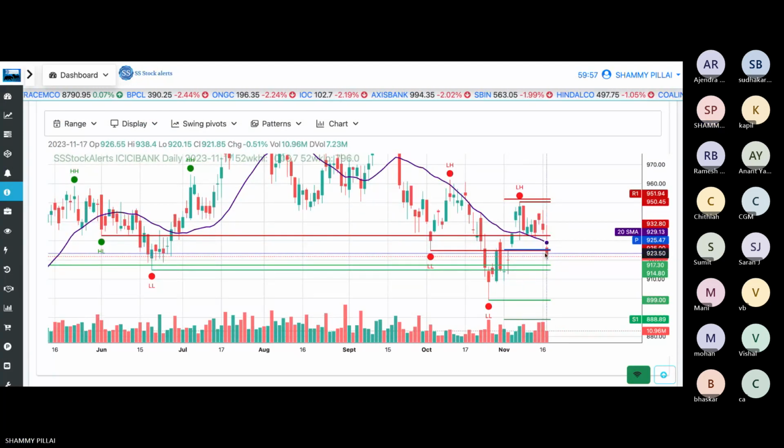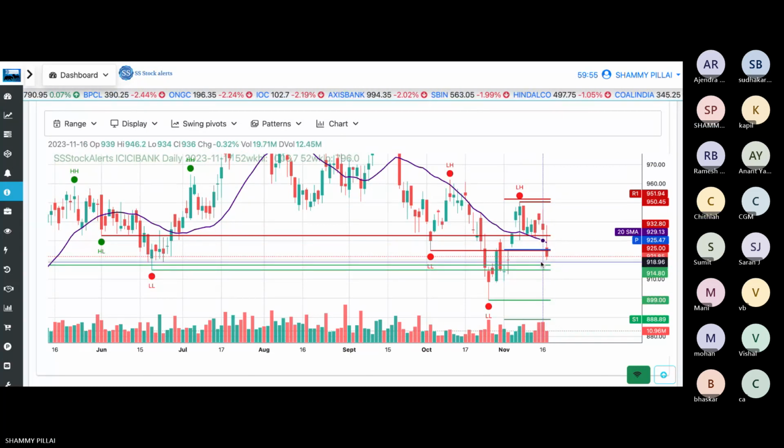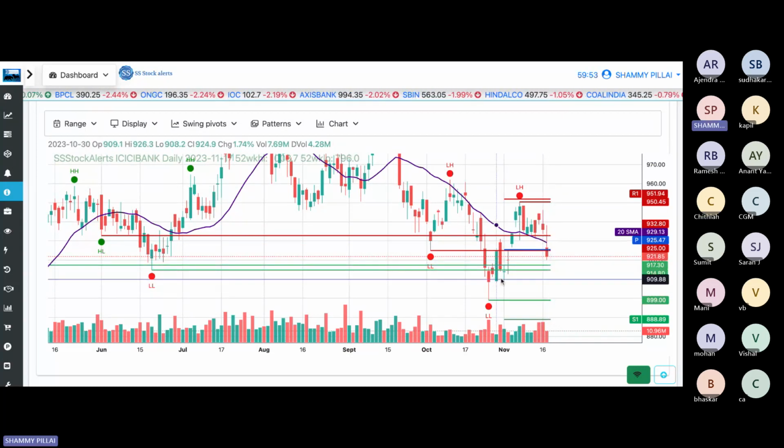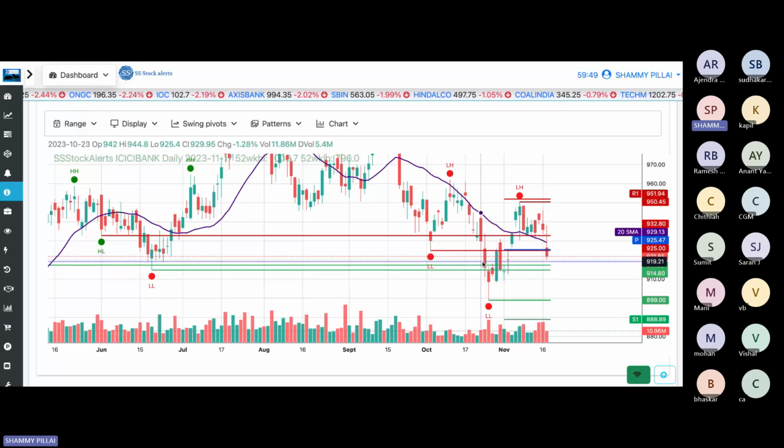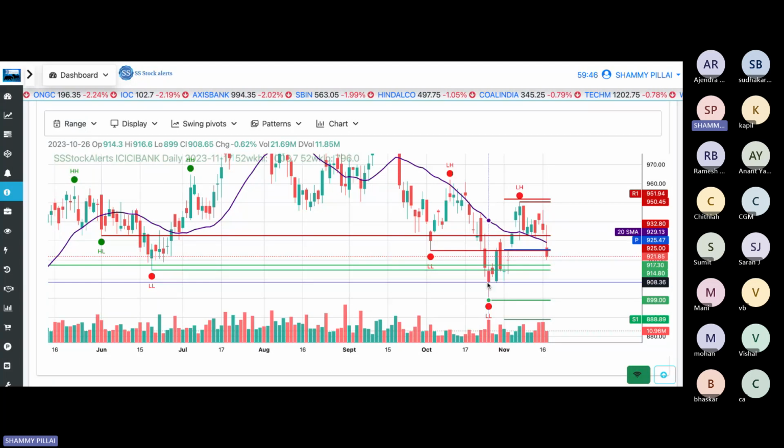It's coming down now. Yes. It has breached the pivot. So this is a big seller. This is a strong buyer. This is a big seller. Okay. And this is again a big seller.